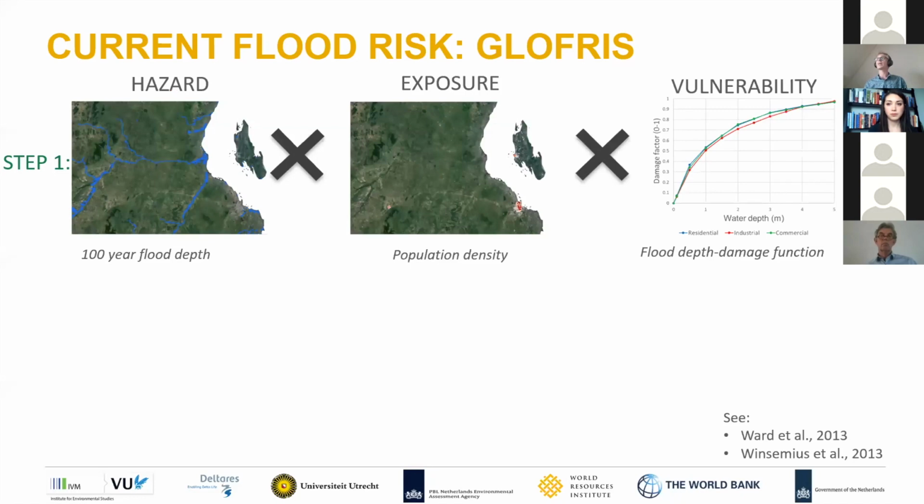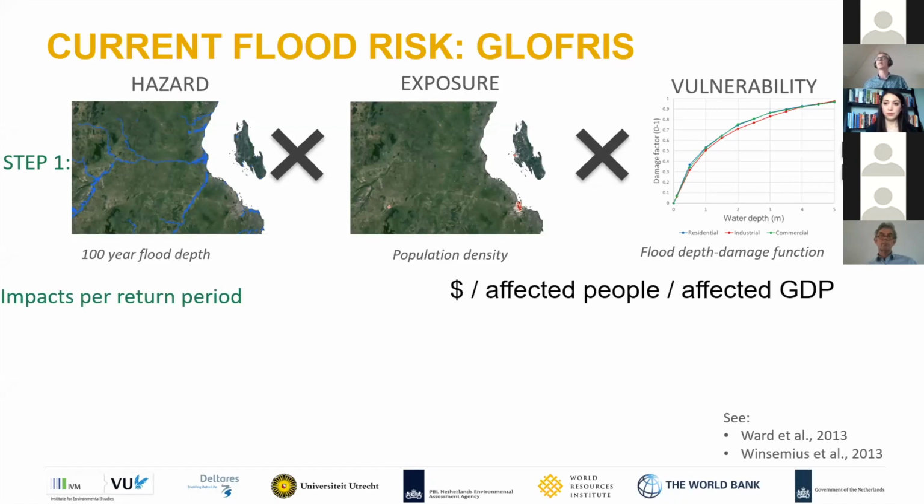Then we combine that with some information on vulnerability, so-called depth damage functions, and I'll come back to that later in the talk. And by doing this, we can actually estimate the impacts for different flood return periods. So for the 10-year flood, the 100-year flood, the 1,000-year flood, and so forth. And we can do that in different ways. For example, economic damage in dollars, number of affected people, mortalities, affected GDP, and so forth.